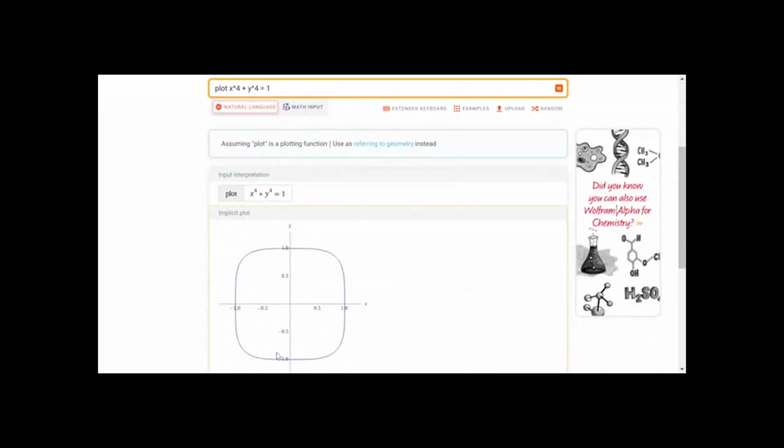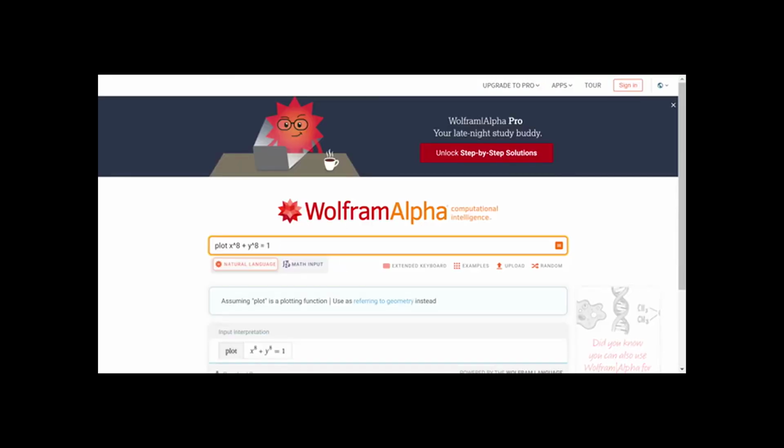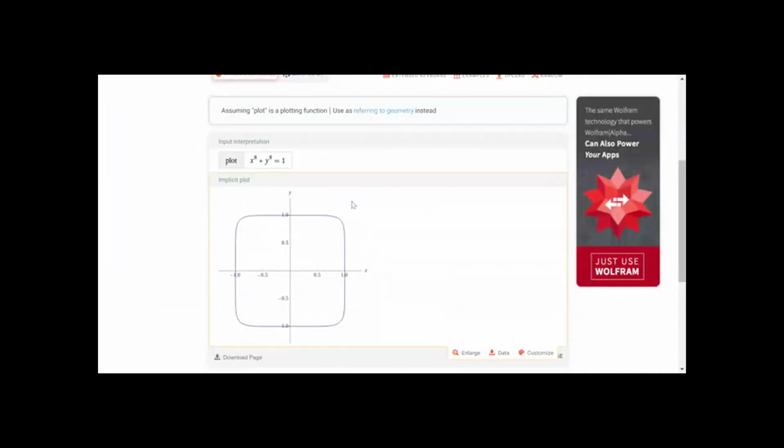You start getting closer to a square, right? The higher the power you make, the closer you get to the square. So x to the power 8 plus y to the power 8 equal to 1, then I'll get even closer to a square. See this? So it's very interesting how you can get different shapes by just changing the equation here. So this shows the connection between geometry and algebra, right? Because I'm getting shapes which are geometric figures, and I'm doing that by using algebraic equations.